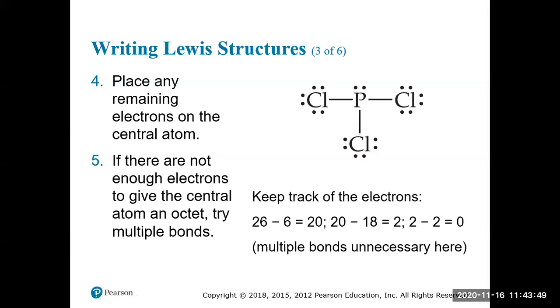Sometimes when you do this exercise, you may not have enough electrons around that central atom. If that's the case, if you've used all your electrons up and you're not able to satisfy the octet rule, you may need to do multiple bonds. So in other words, a double bond or a triple bond between that central atom and one of the other atoms. In this case, it worked out, we didn't have to do that, but that's what we would do if we didn't get the octet for the phosphorus.